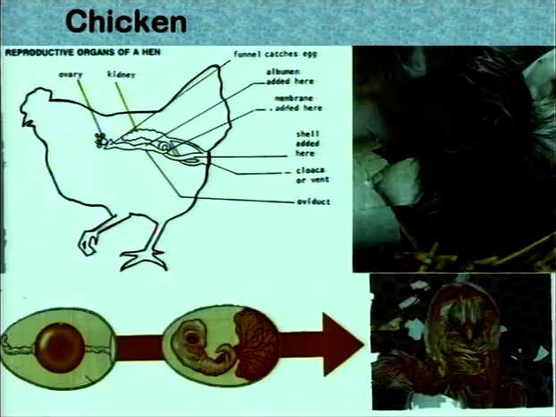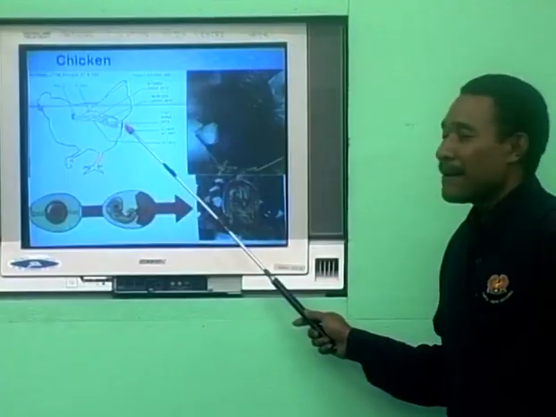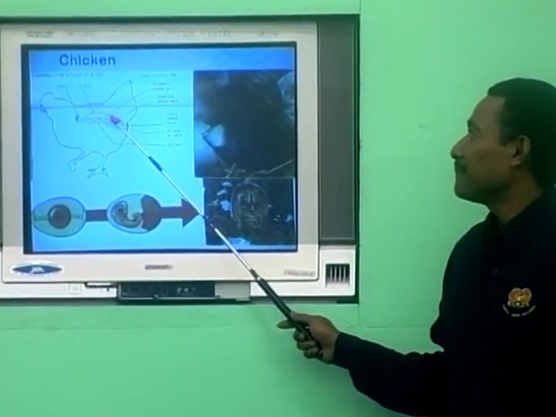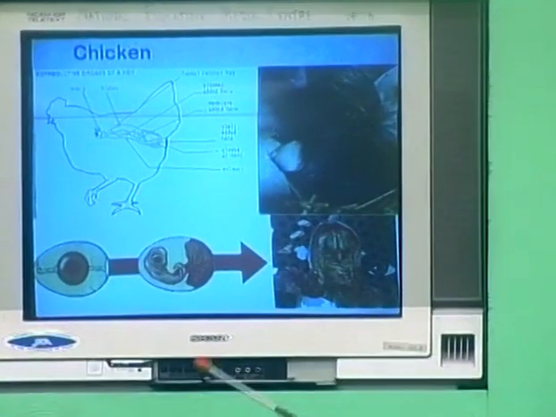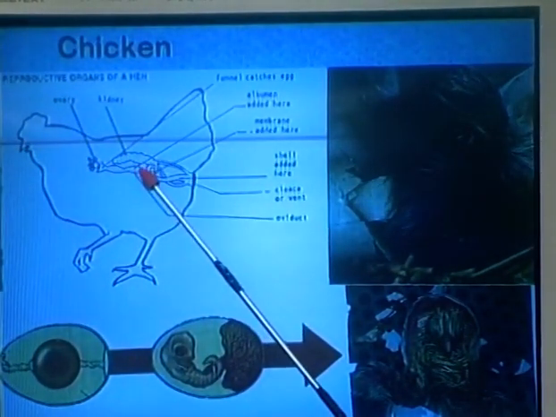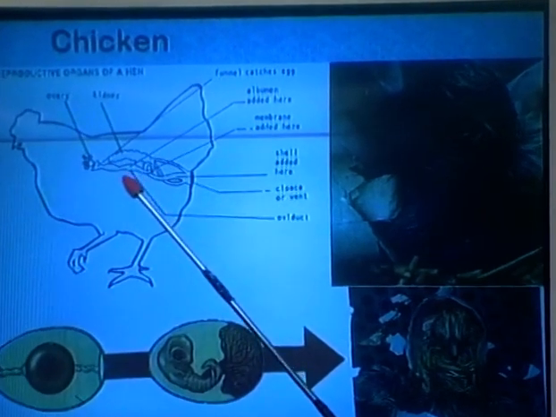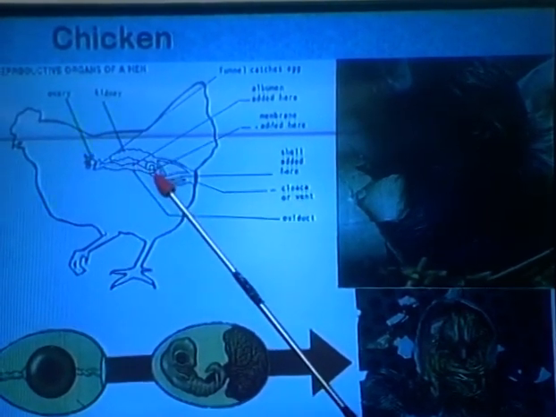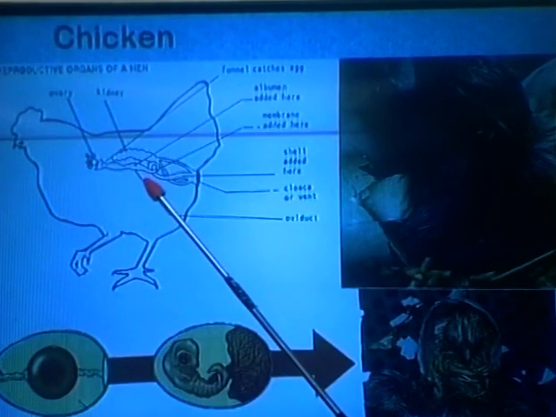Now, what happens when the male and the female mate is the male mounts over the female, and the cloaca of the male joins with the cloaca of the female and passes the sperm inside the female. The ovary here releases eggs, and these eggs are fertilized by the sperm.